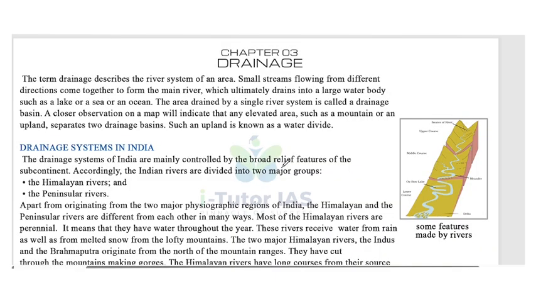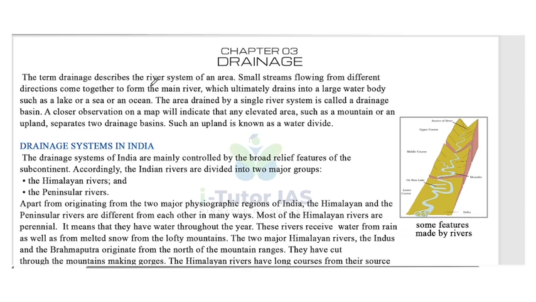Today we will be discussing Class 9 Geography NCERT Chapter 3 Drainage. So, what is drainage? The term drainage describes the river system of an area. Okay, so drainage means a river system of an area.